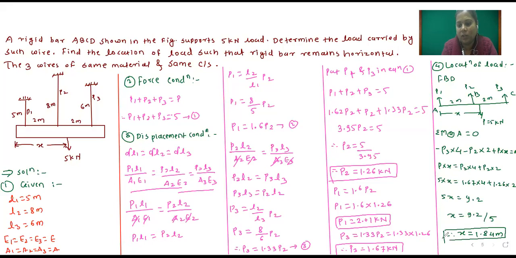So this is the location of the load. This x distance is 1.84 meter from point A. Now your doubt is clear? Okay, please write. So we will take the next example.